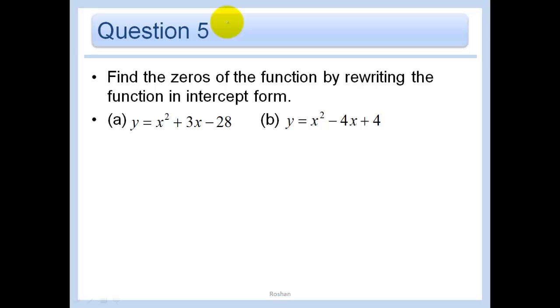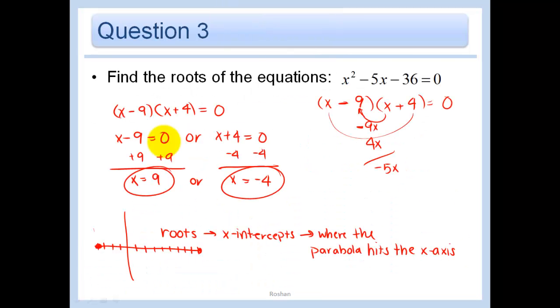Finally, we want to find the zeros of the function by rewriting the function in intercept form. So as I pointed out back here, the roots are like the x-intercepts. And so if this was a y equals equation, then I would have had my x-intercepts to plot. Oh, and I guess I really should have said that. This is the case that y equals x squared minus 5x minus 36.